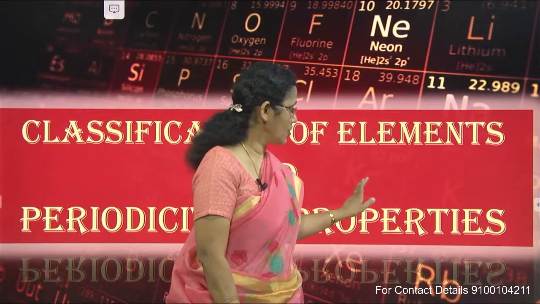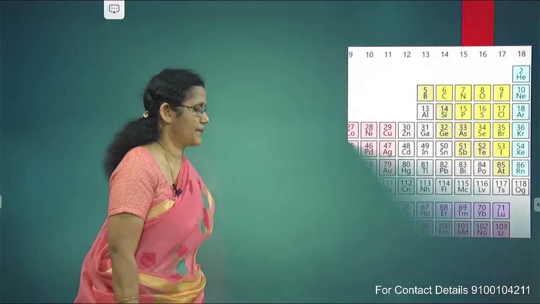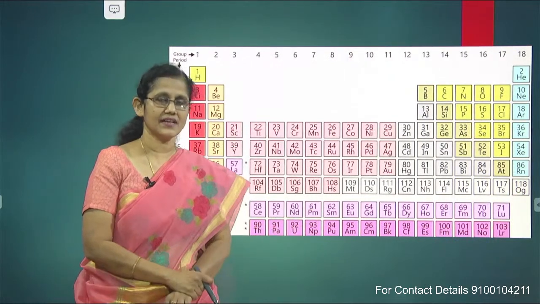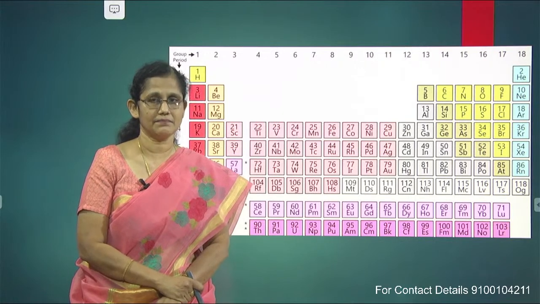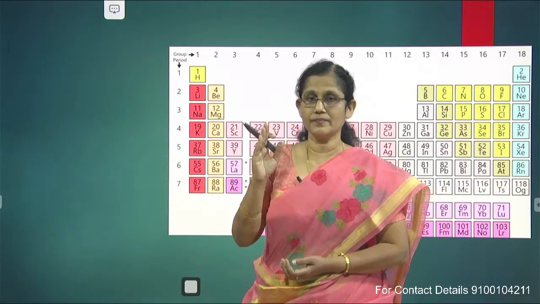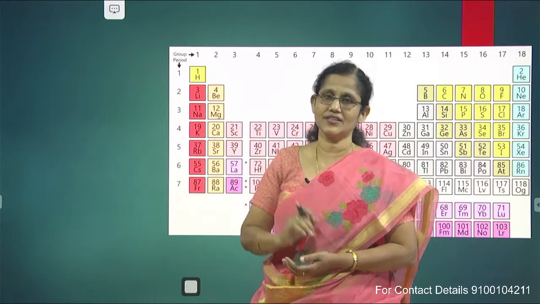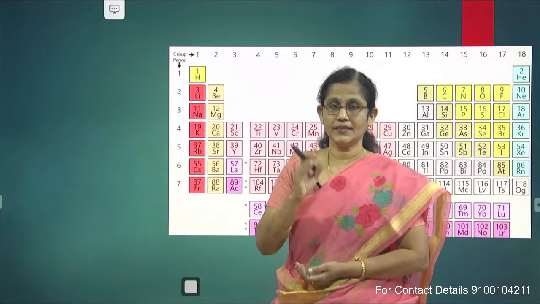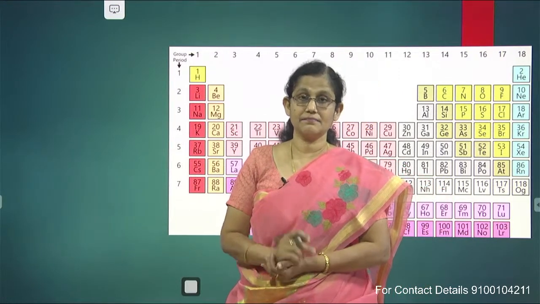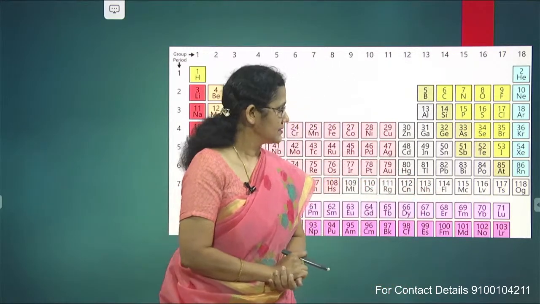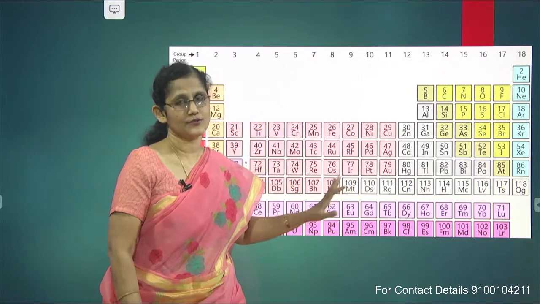Then we started the long form of the periodic table. The main basis for this classification is atomic number. The difference between Mendeleev's periodic table and the long form is that Mendeleev took atomic weight as the basis for classification, whereas Moseley gave the modern periodic law. He took atomic numbers as the main basis for classification of elements. This modern periodic table was given by Niels Bohr.